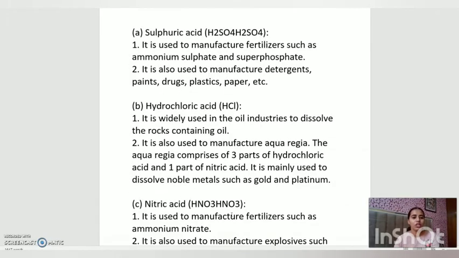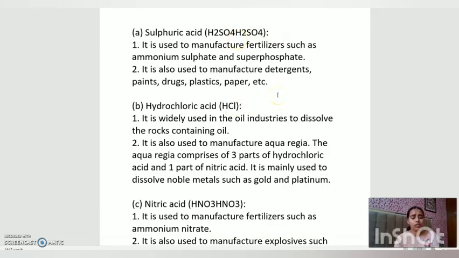If we talk about sulfuric acid, student, this is the formula of sulfuric acid, H2SO4. It is repeated 2 times, student. No need of writing it again. It is H2SO4, only 1 time, right?